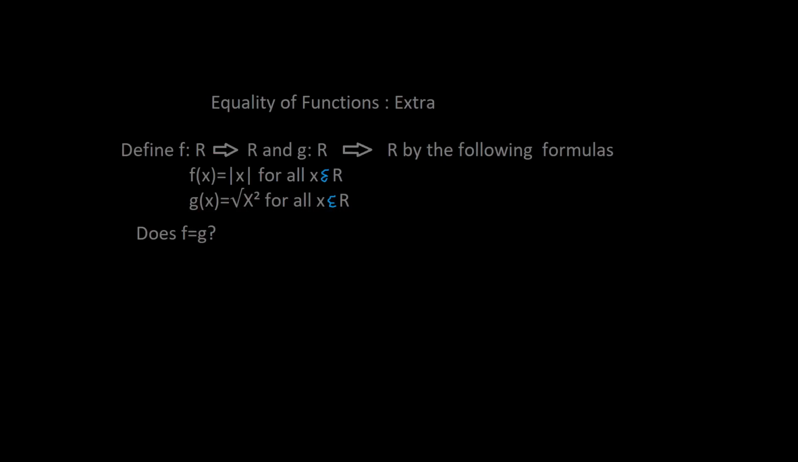So this is going to be our last problem. It says to find f: R cross R and g: R cross R. These arrows just mean finding the Cartesian product by following the formulas. So we've got two formulas. f of x equals the absolute value of x for all x elements of R, and g of x equals the square root of x squared for all x elements of R. So does f equal g?